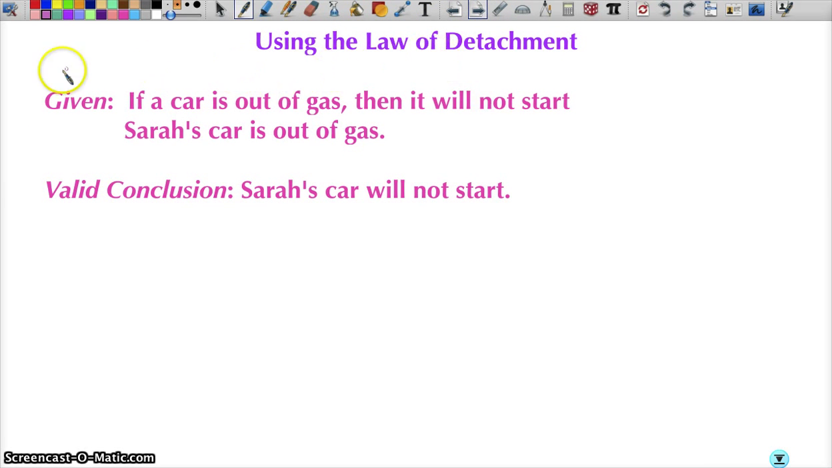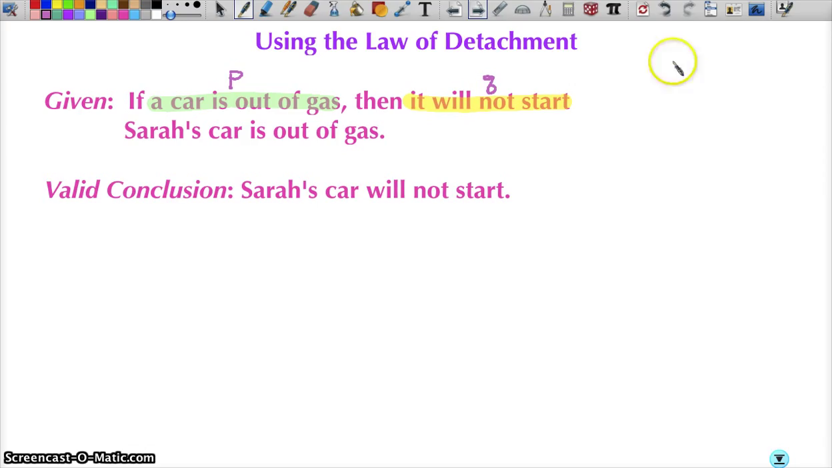So here is a full example of how the law of detachment works. If a car is out of gas, then it will not start. And then the second statement is, Sarah's car is out of gas. So here's what I want you to notice. First of all, here's our P statement: a car is out of gas. And here is our Q statement: it will not start. So this is P, and this one over here is Q.